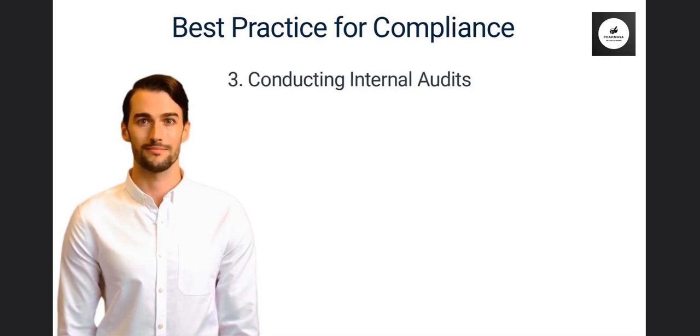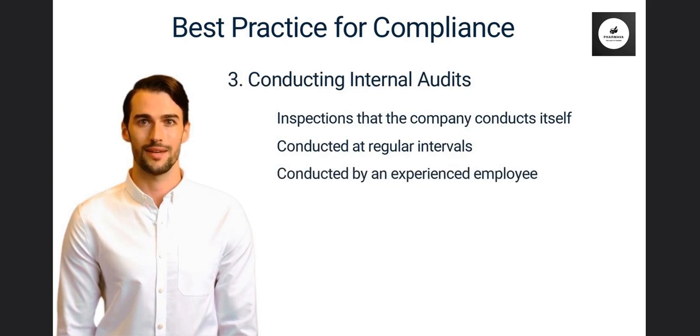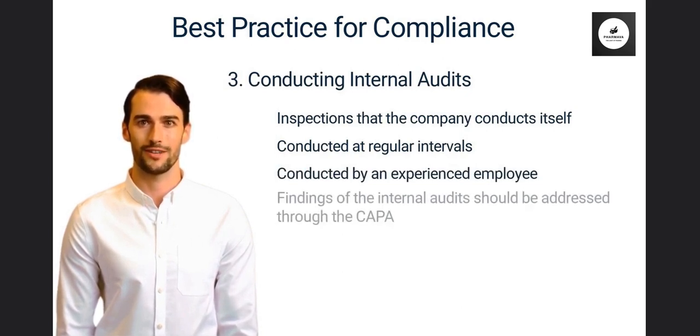Number 3 is conducting internal audits. Internal audits are self-inspections that the company conducts itself. Internal audits must be conducted at regular intervals. Internal audits must be conducted by experienced employees who can find the issues and should not be from the same department that is being audited. The findings of the internal audits should be addressed through the CAPA, and problems should be rectified immediately.